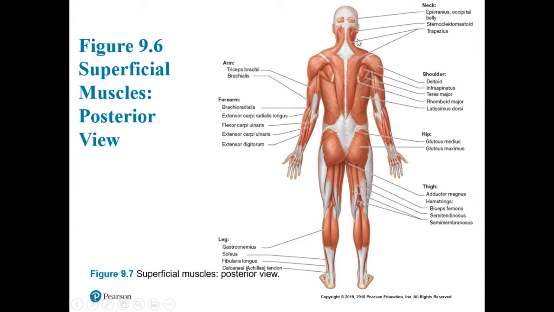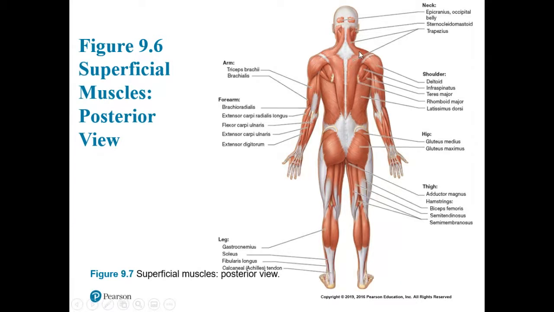Okay, so now it's got many origin points. It's got origin points on the occipital bone, on the cervical vertebrae, on the thoracic vertebrae, and also on the clavicle and scapula. So it's that big, and then it extends down onto the lumbar, the beginning of the lumbar region, okay?